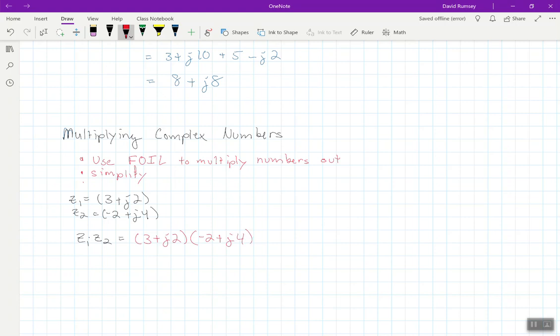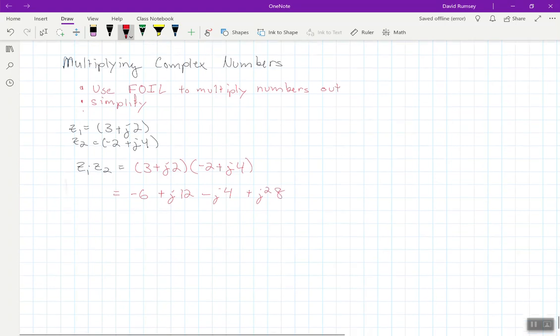And now we just, as I said, do our FOIL. So the first would be 3 times negative 2, so that's negative 6. The outer would be 3 times j4. Now you just multiply like you normally would, so that would be plus j12. The inner is j2 times negative 2, so that's clearly minus j4. And then the last is j2 times j4. Now you have a j times a j, so you do get plus j squared 8.